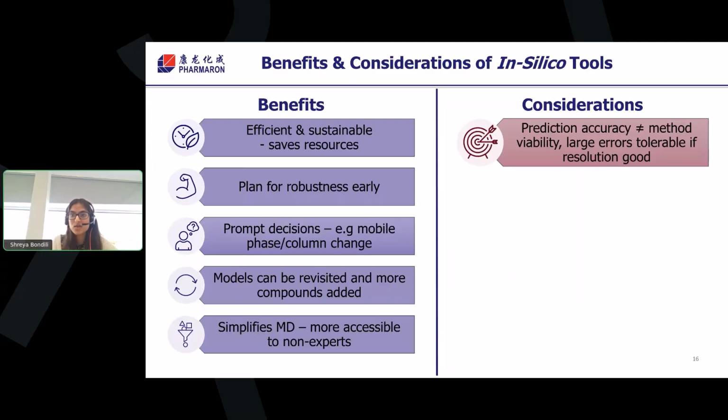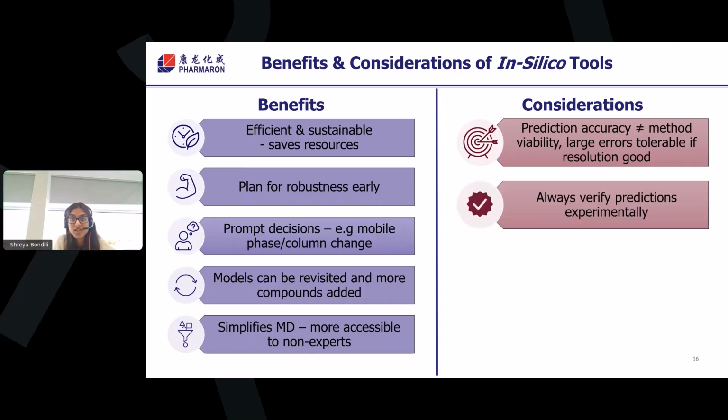One of the things to consider is that prediction accuracies don't always correspond to method viability. So we've had average errors of more than 3.5%, but the software-optimized method is still viable because the resolution was still sufficient. However, if you have quite close eluting impurities, then even small inaccuracies could be detrimental to your resolution. As with all predictions, these should be treated as preliminary, and they should always be tested experimentally to make sure that they're performing well in practice.